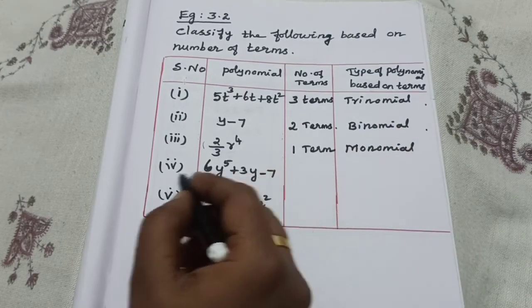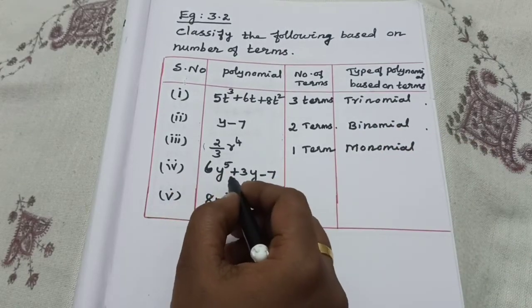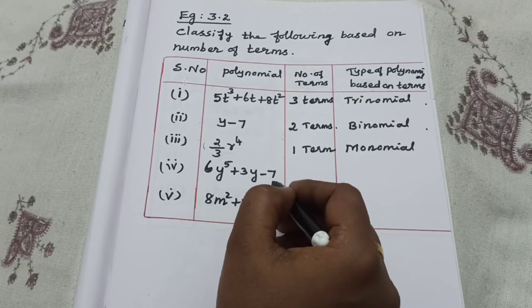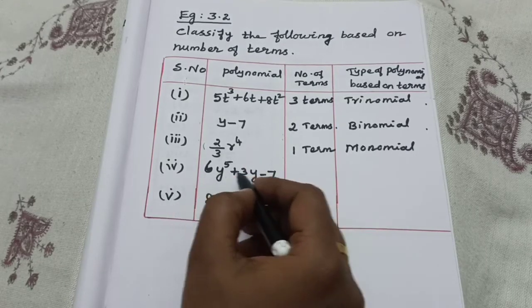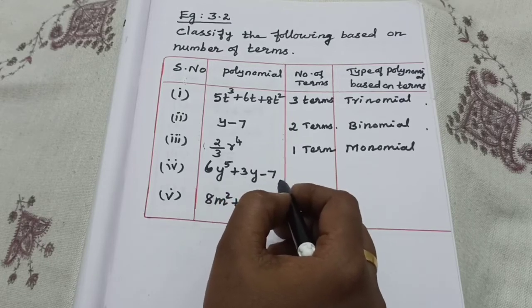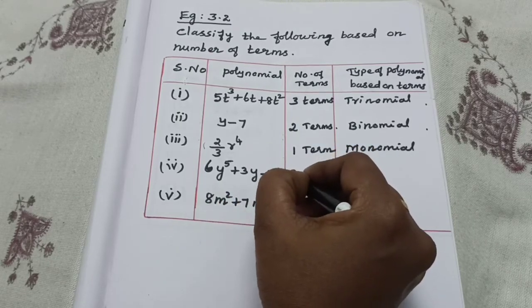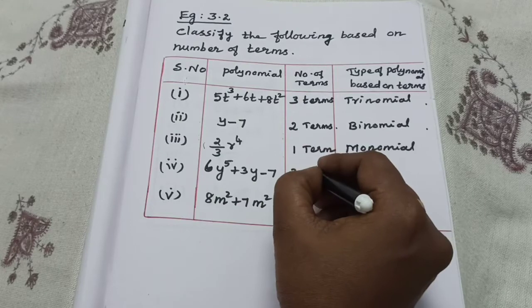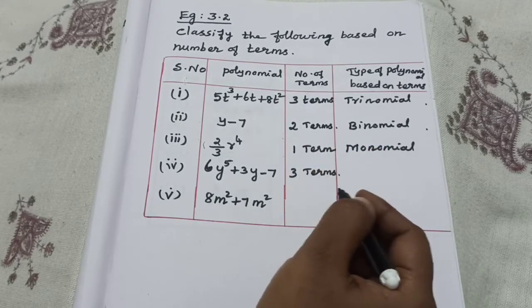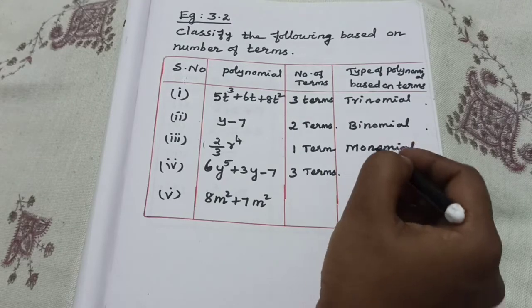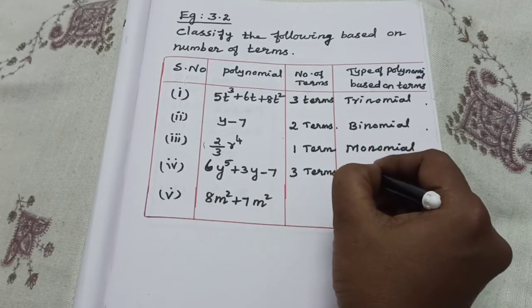Monomial. Okay. Fourth one, 6y power 5 plus 3y minus 7. Here how many terms are given? 1, 2, 3. 3 terms are given, isn't it? So, the number of terms, 3 terms. 3 terms means what's the type? Trinomial. Very good.